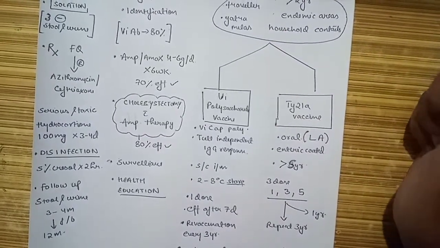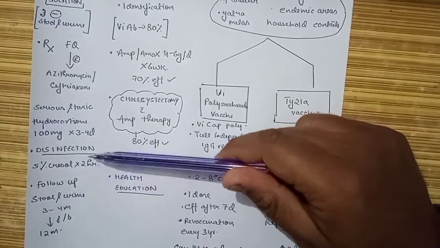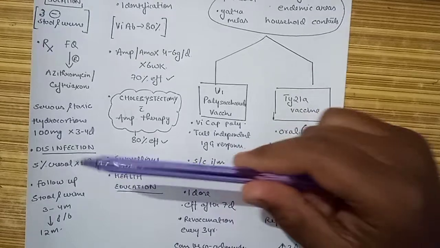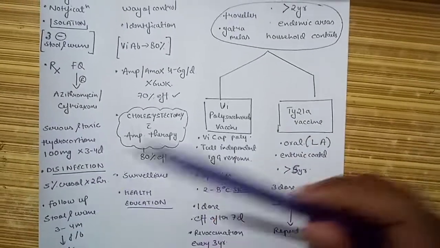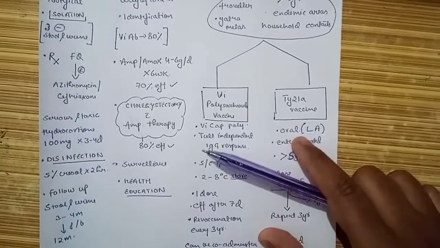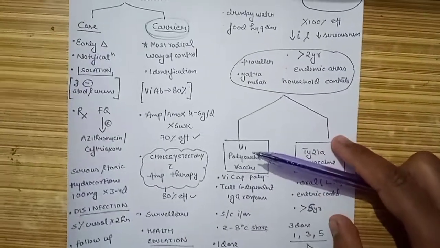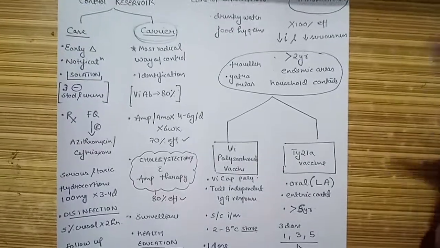And we need to consider that we have to follow up the case by culturing the stool and urine at 3 to 4 months, and again we follow up the patient at the 12th month, that is yearly, because we want to prevent the carrier state. So this is how a case of typhoid is controlled.